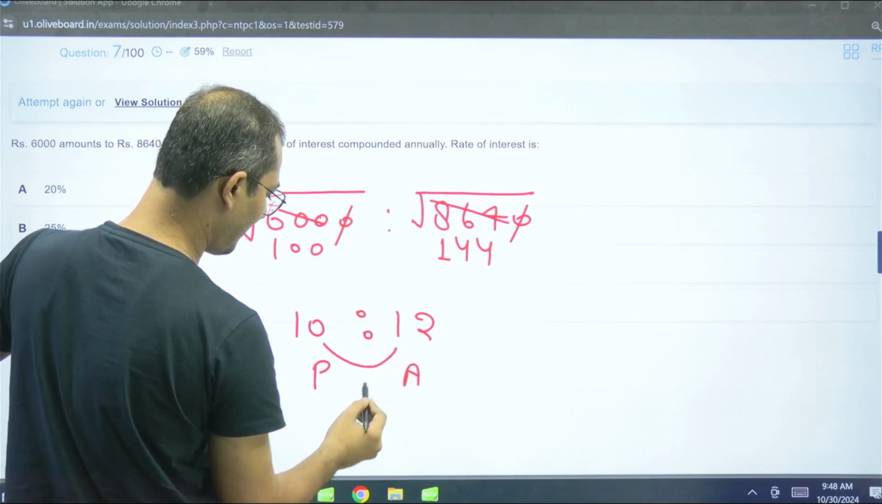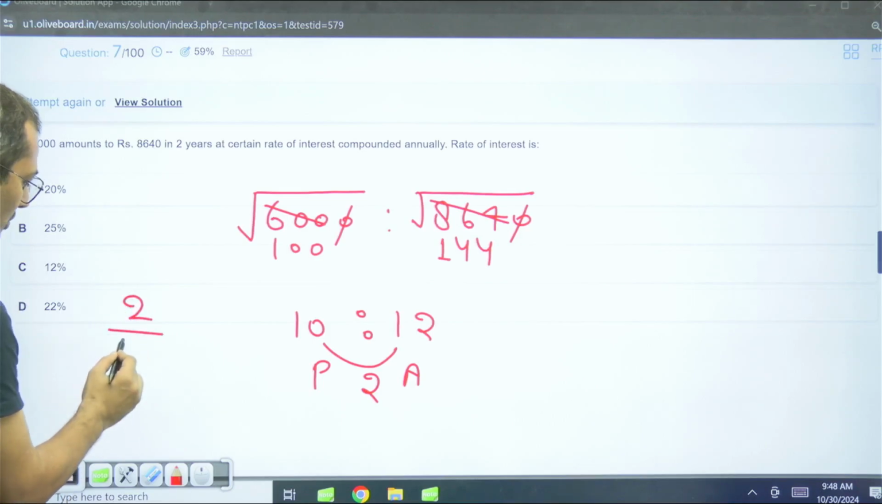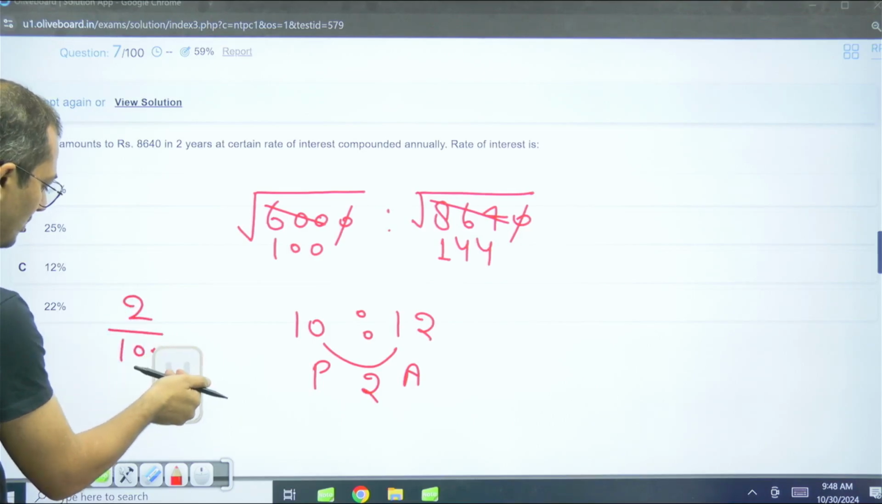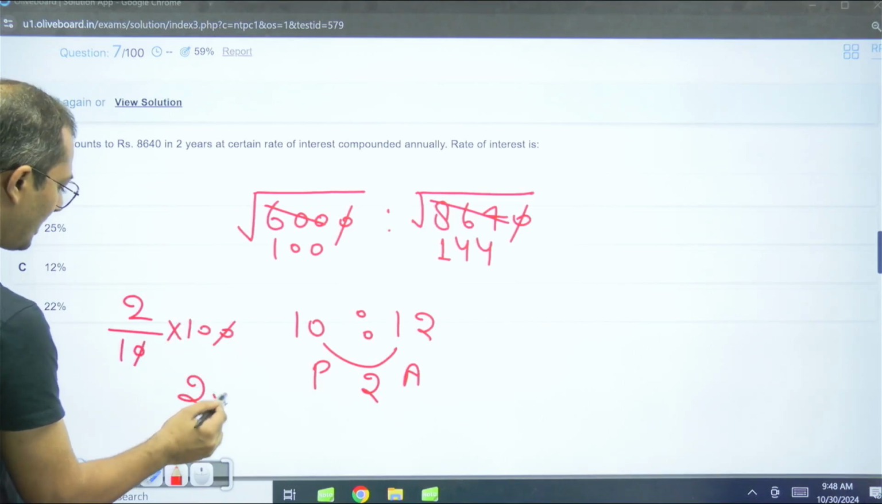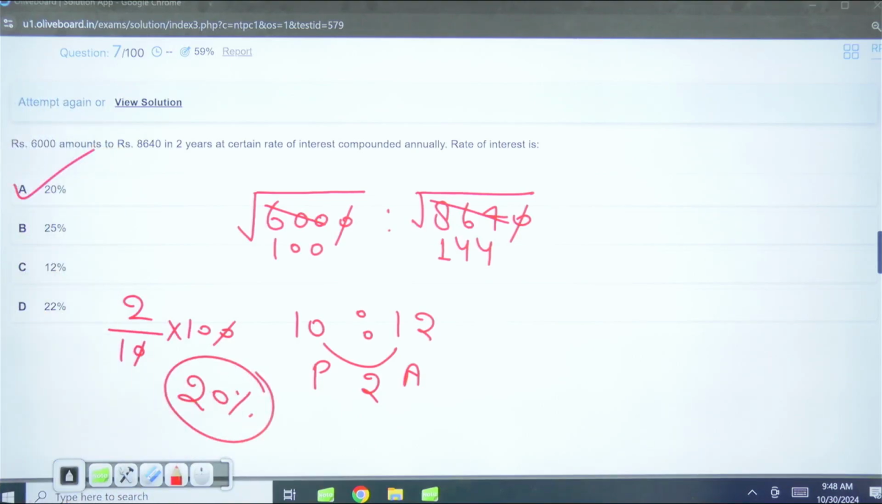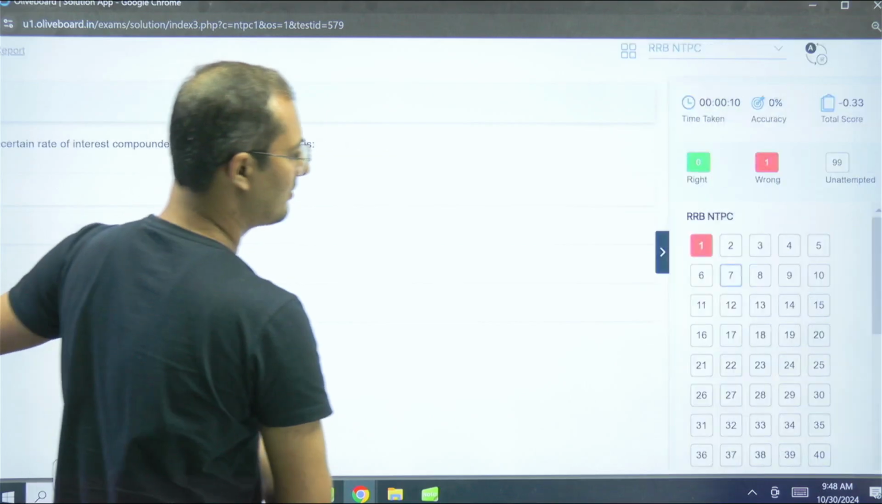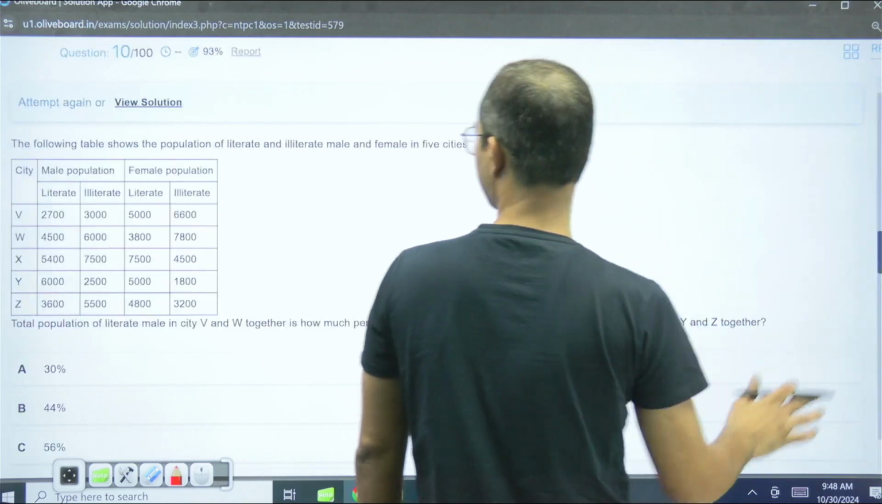So what is the interest? The interest is 2. So the rate percent is equal to 2 upon 10 into 100, right? So 20% is the right answer. Yes, 20% is the right answer. Option A is the right answer. So moving to the next question. Tell me what the answer to this question is.